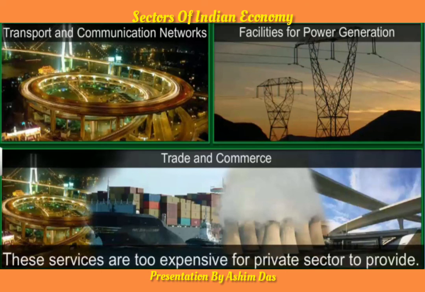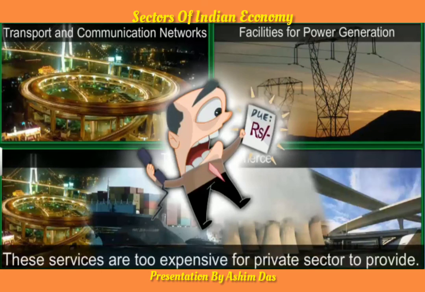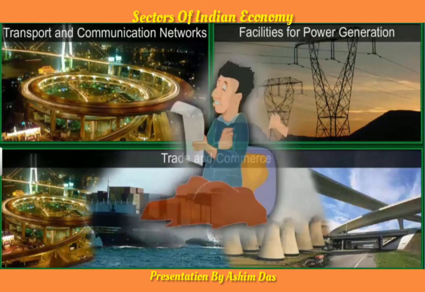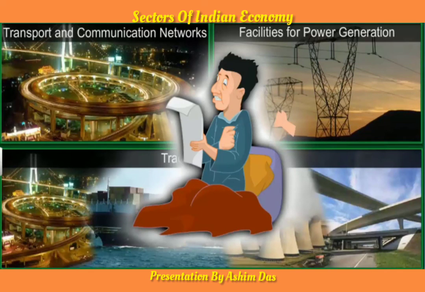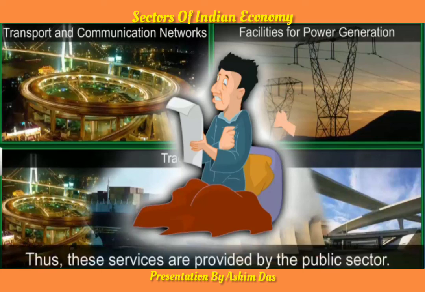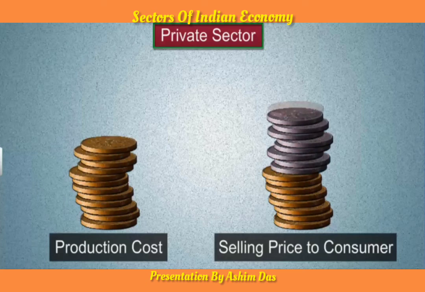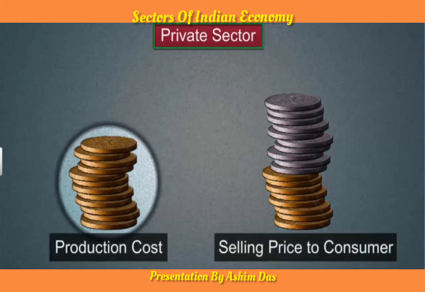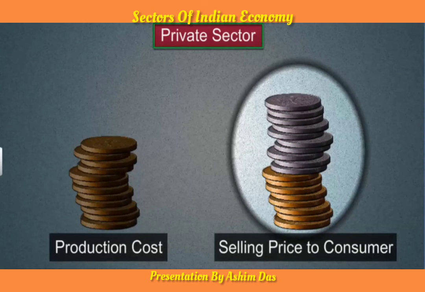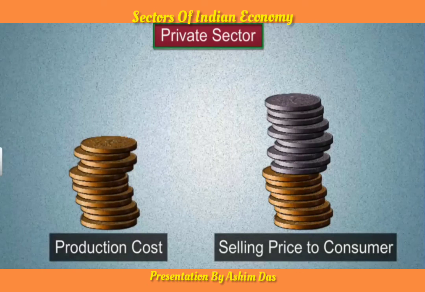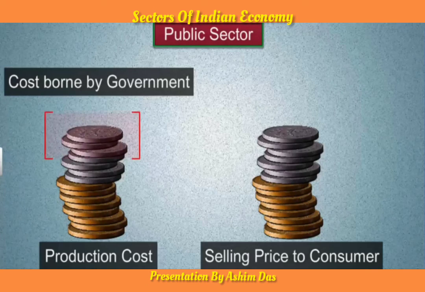Many such infrastructure development services are too expensive for the private sector to provide at a reasonable cost to the average consumer. Hence, such services are provided by the public sector. Private sector companies sell their products at a price higher than the production cost to make a profit and stay in business. However, the government bears a part of the cost for some commodities to make them available at a reduced price to some sections of society.